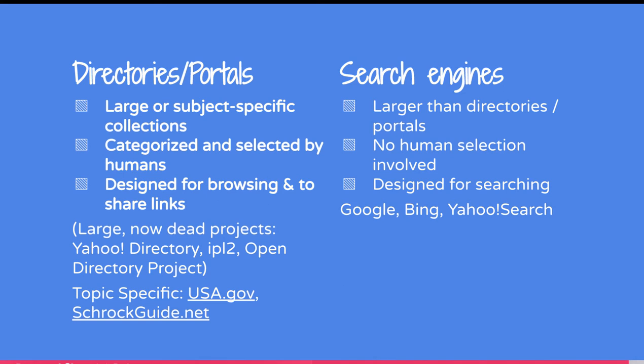But search engines, on the other hand, are larger. There isn't any human selection involved. They work with web crawlers and spiders, and they are designed for searching rather than browsing. And the major examples, of course, are Google, Bing, and Yahoo Search.